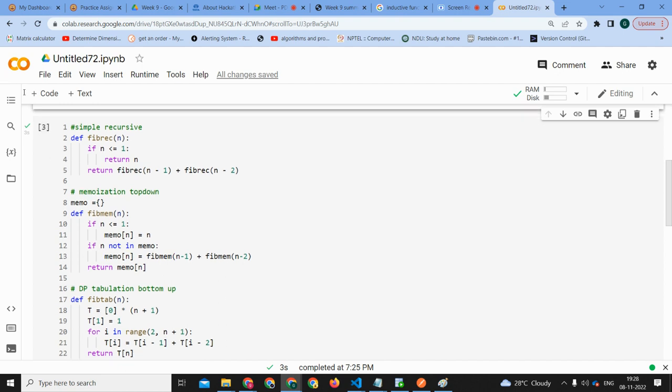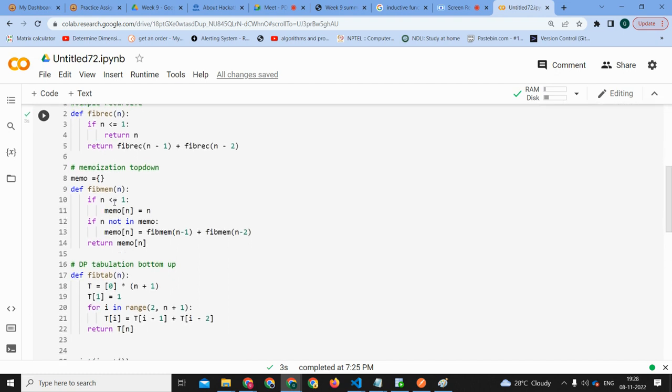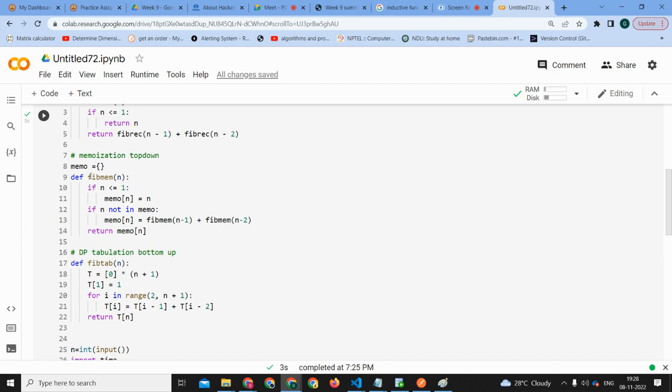See, there are three different techniques. Actually there are four different techniques. Using a for loop also we can find the Fibonacci, right? But simpler ways, you can say there are three different techniques. One is the recursive way, right? And another is the memoization.